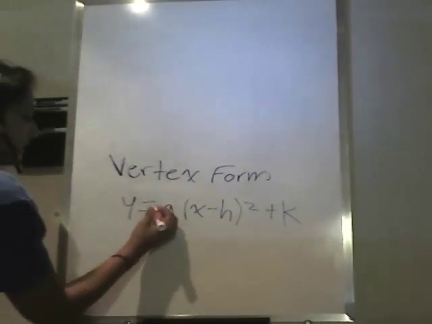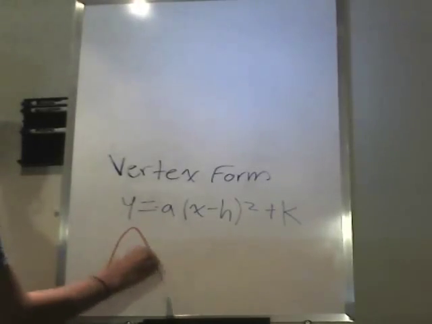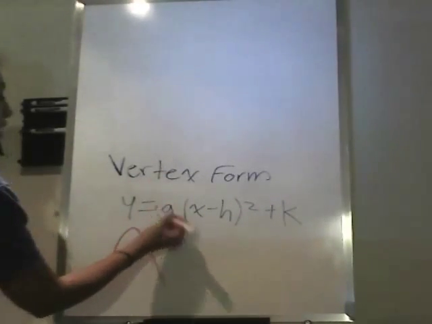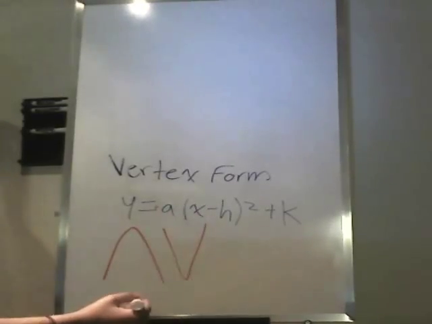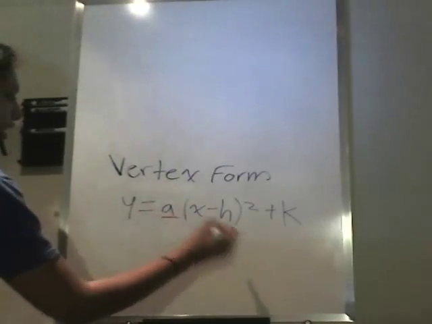Also, if there's a sign in front of your a, let's say it's negative, then your parabola is going to be opening downward on the graph. But if it's positive, it's going to be opening upward. So that's your a.